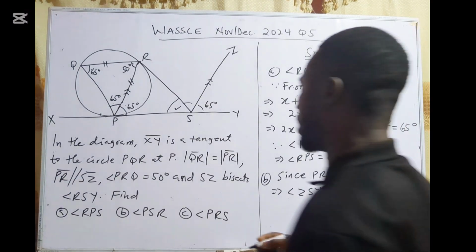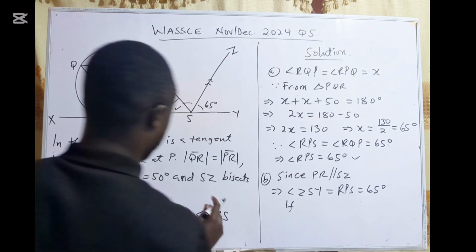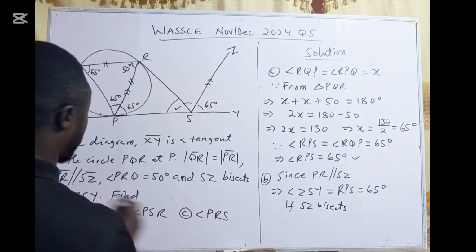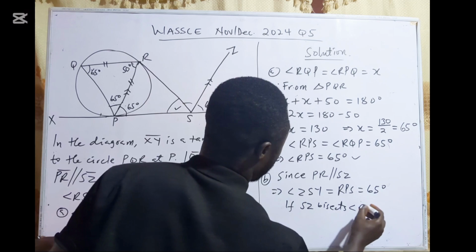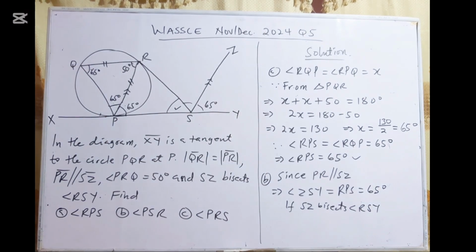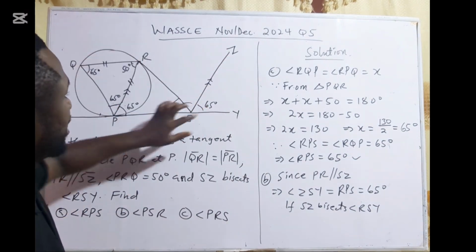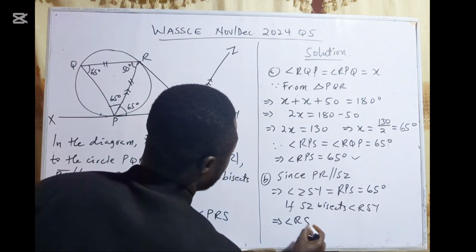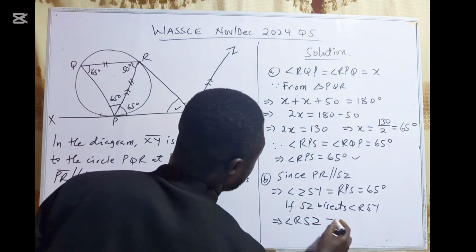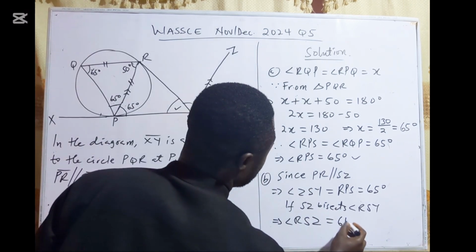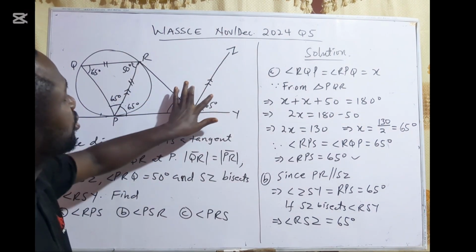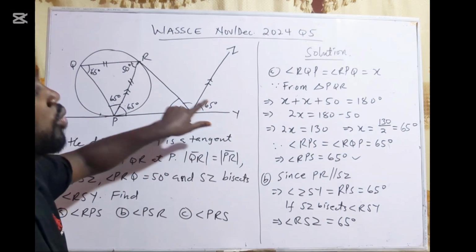Alright, and then we can also say that if XZ bisects angle RSY, so if this line bisects angle RSY, then it implies that angle RSZ, this angle here, is also what? 65 degrees. Because bisect means divide into two equal halves. So it is dividing this angle into two. So if you divide into two equal parts, then what is here? It will be the same as here.